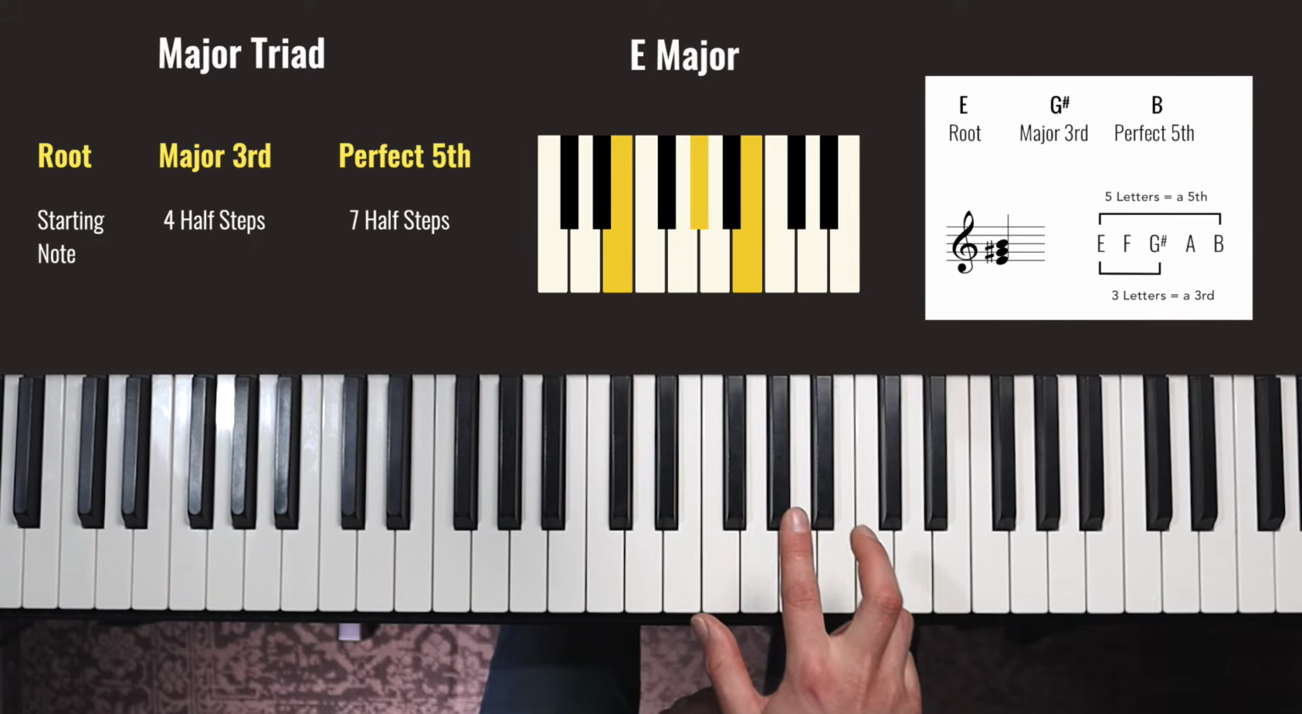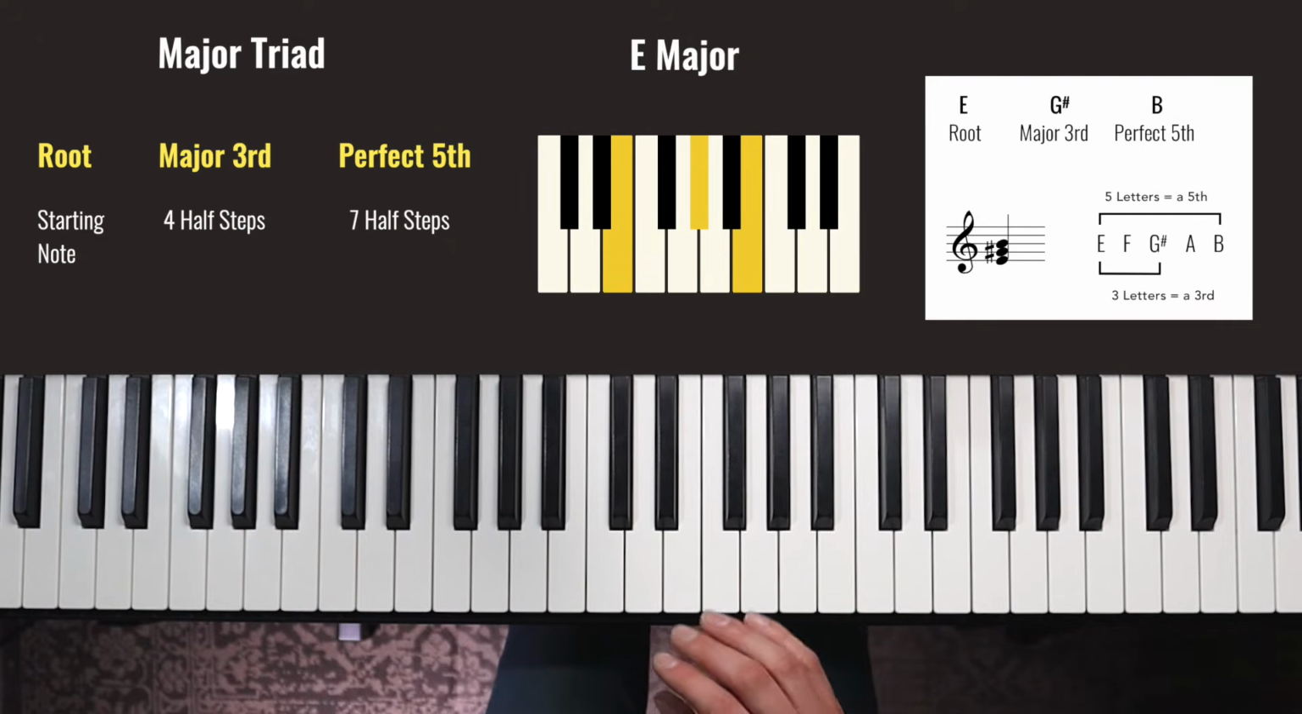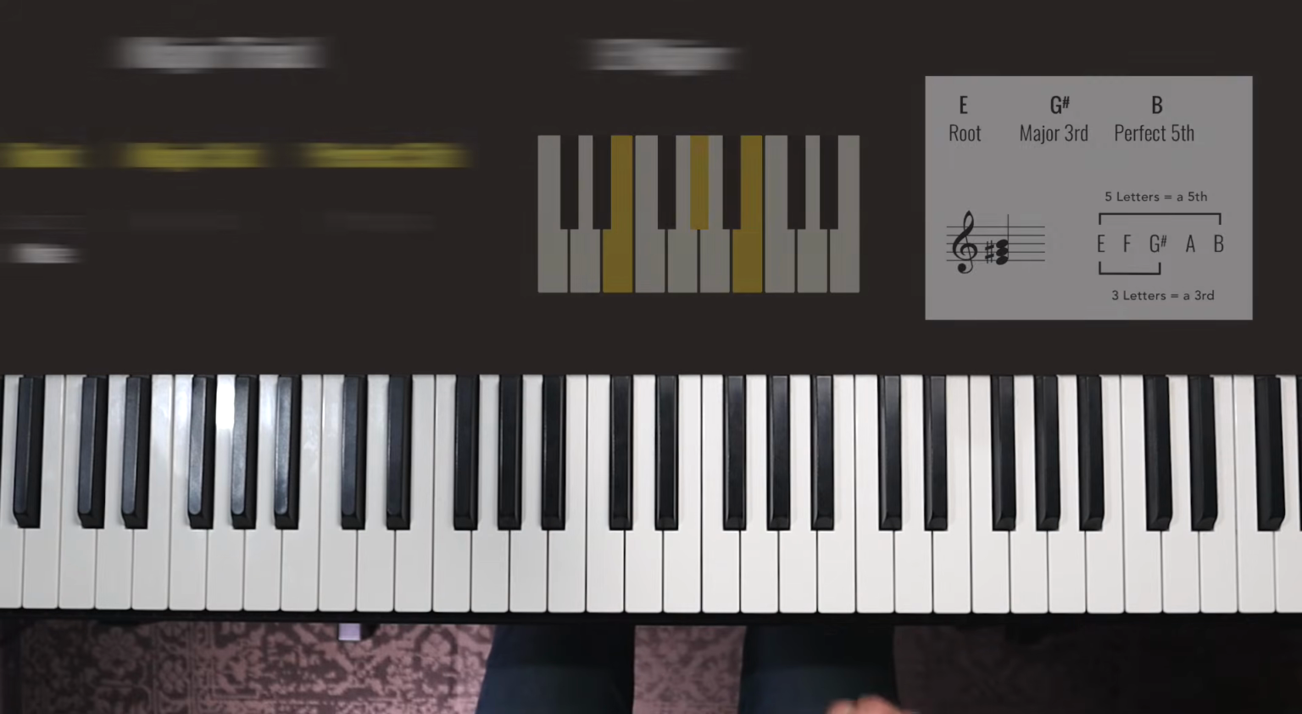Now importantly here, this E major chord and this C major chord, they look different, don't they? Because this one has a black key in the middle, but the spacing between the notes, if you count how many half steps, is exactly the same.